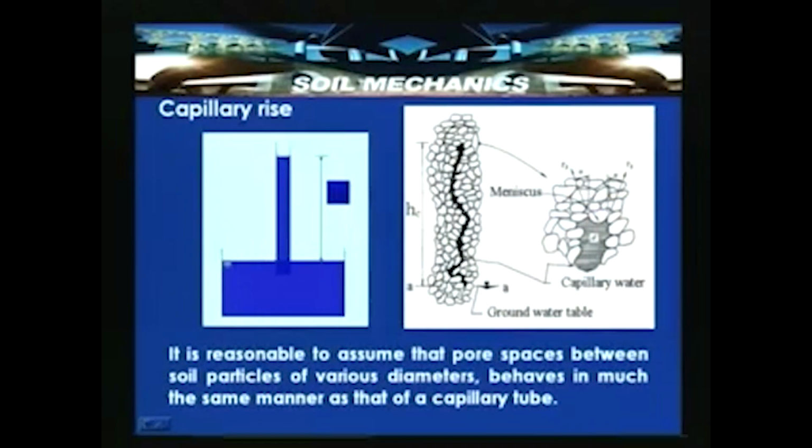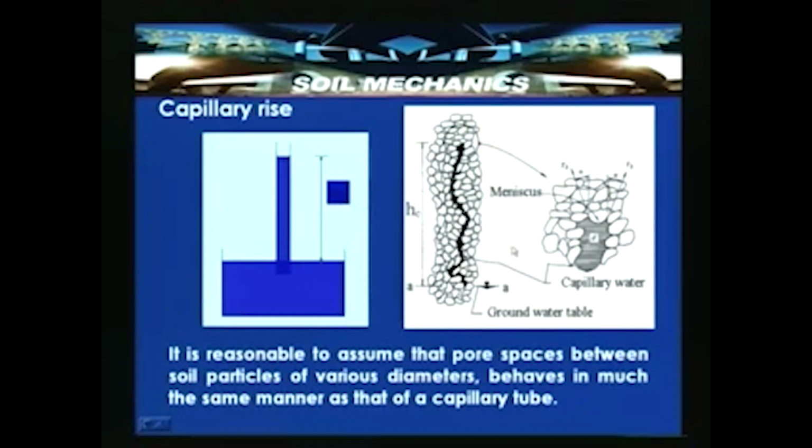So, let us look into how this works. This is the groundwater table, the free water surface, which is the level AA, and this is the diameter of the tube, D, which represents the pore space size. Then this is the rise, HC, which is obtained here. Now you can see the menisci form at the top surface.